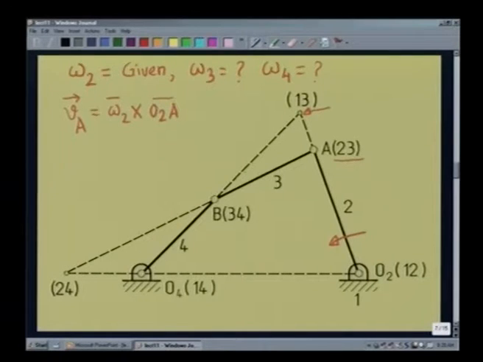So, velocity of A, if I consider it to be a point on link 3, which is rotating with angular velocity omega 3 about the point 1 3, that is, I have to take this vector from the point 1 3 to A. Now, these two are same, these two equations both give V A, and the only unknown is omega 3. So, I can determine omega 3.